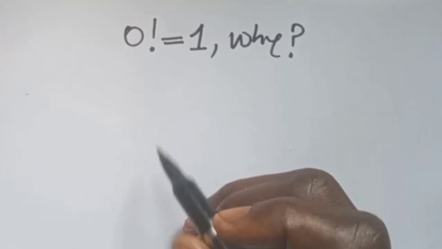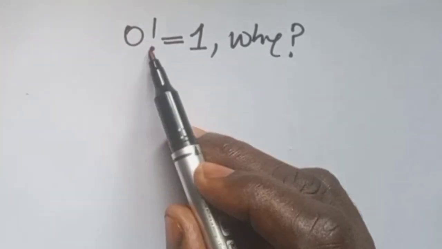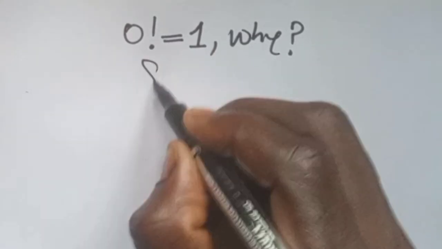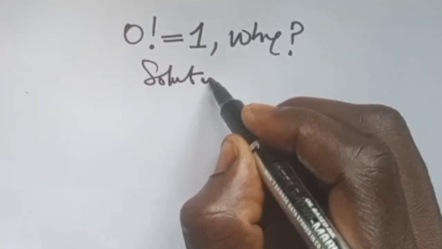Hello everyone, today we are going to show why 0 factorial is taken to be 1. So let's solve it together and seek the solution.